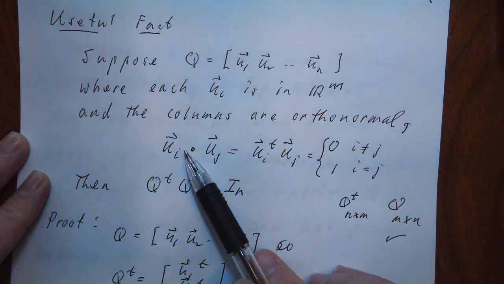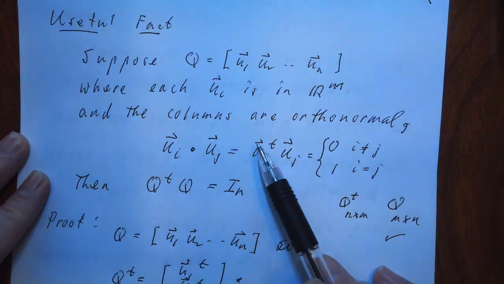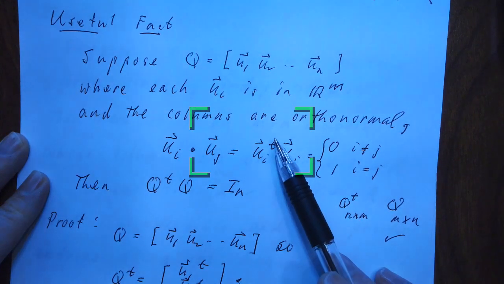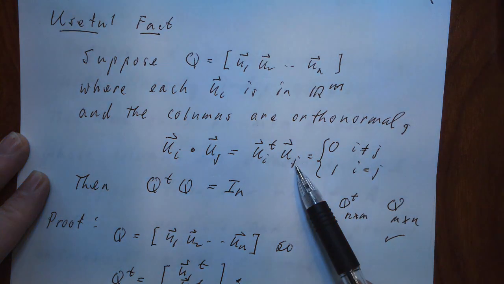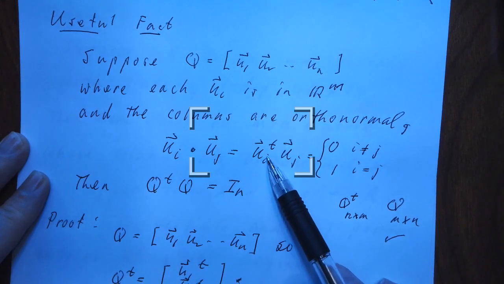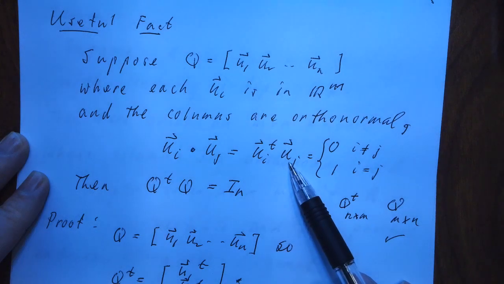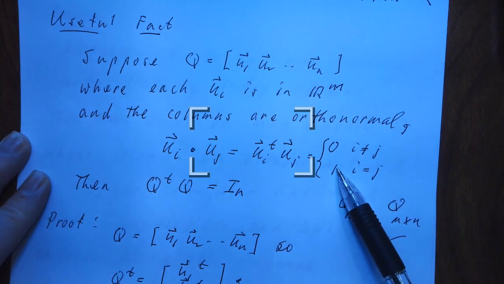Keep in mind that when I take ui dotted with uj, that's the same as treating ui as a matrix, taking its transpose and multiplying by uj. This would be a 1 by m matrix, and this would be an m by 1 matrix, so the product would be a scalar.